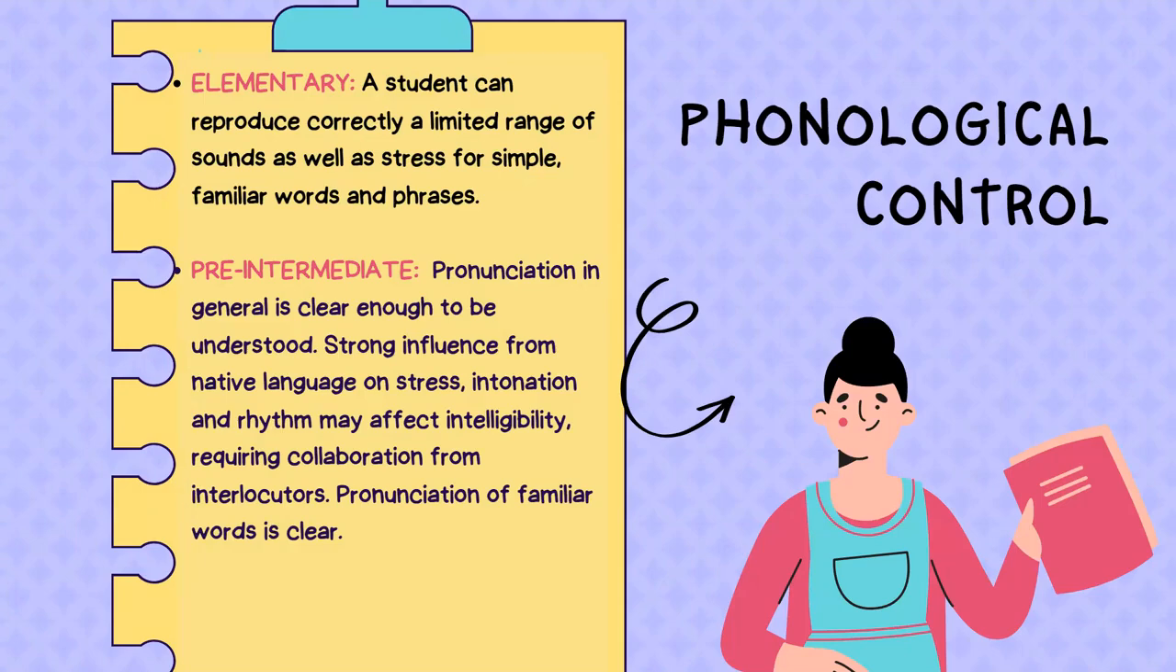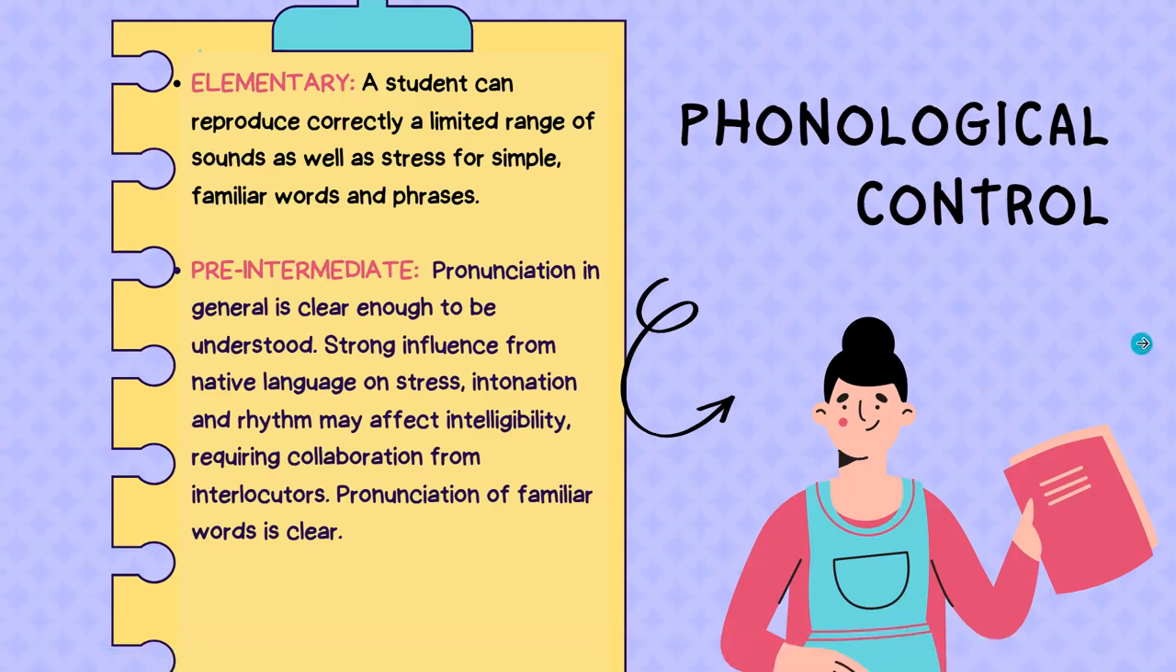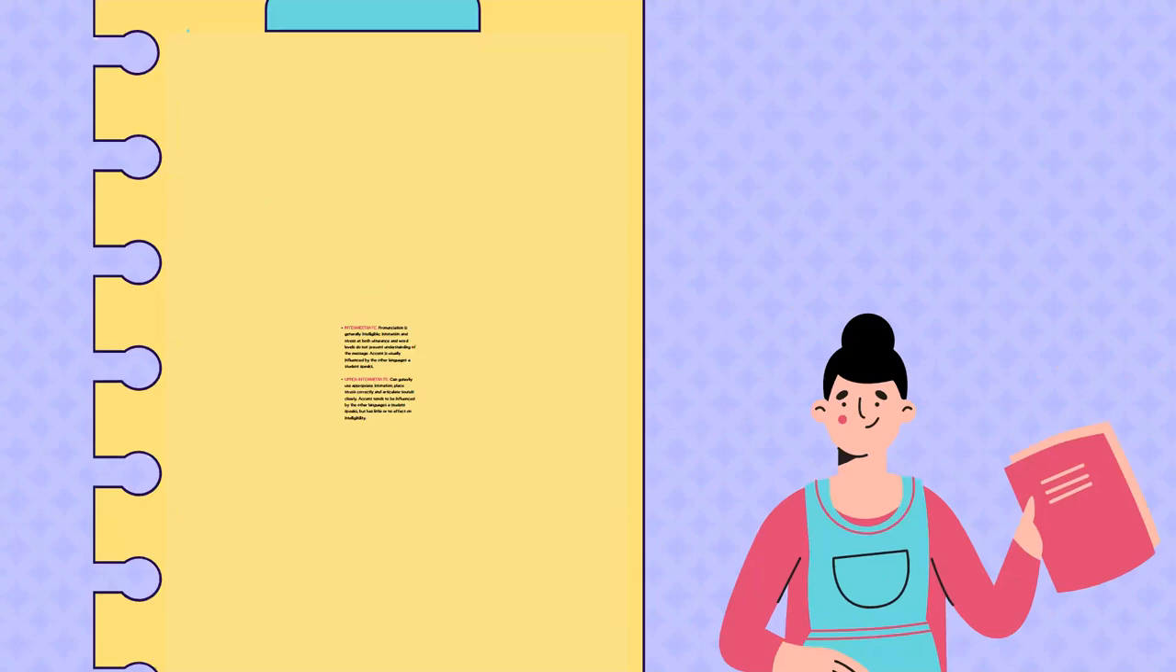So on the elementary level, a student can reproduce correctly a limited range of sounds, as well as stress for simple, familiar words and phrases. Pre-intermediate level students, their pronunciation is generally clear enough to be understood, though there is strong influence from the native language on stress, intonation, rhythm, and it may affect intelligibility, requiring some collaboration from the interlocutor. Pronunciation of familiar words is very clear.